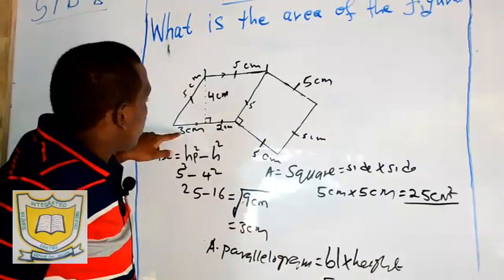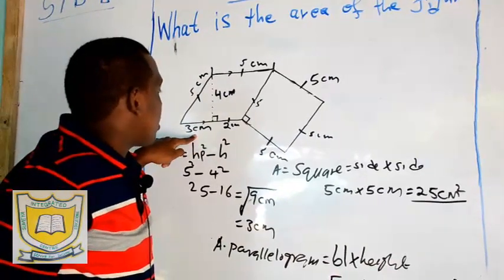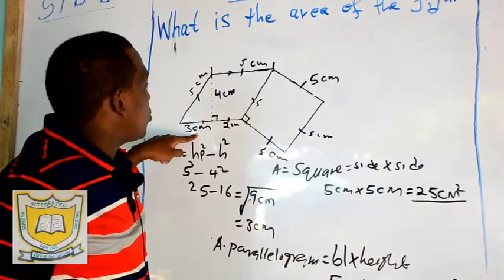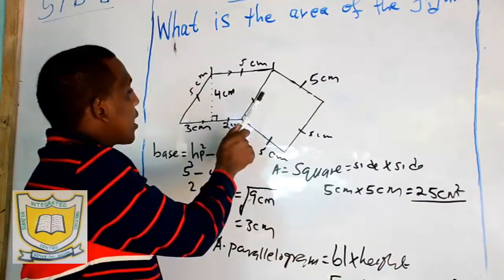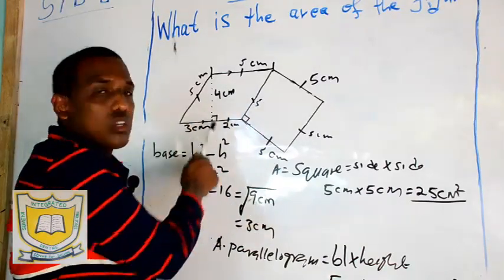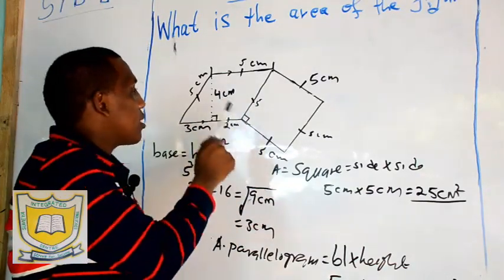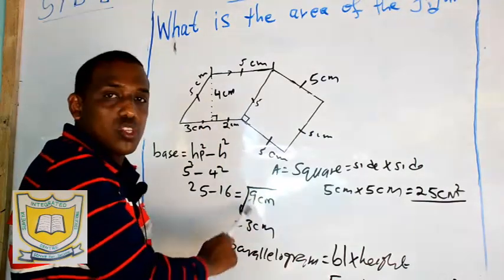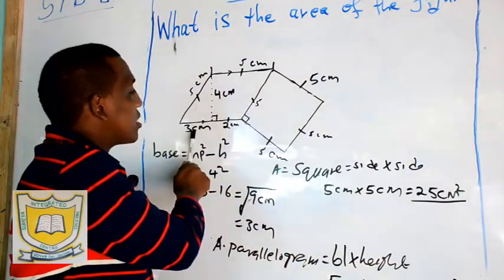So, but I want to get now this side. If you want to get this side now, what do you use? You use Pythagoras Theorem. This line is equal to this line. 5 times 5, 25. 4 times 4, 16. 25 minus 16 is 9. Square root of 9 is 3. So here is 3 now.